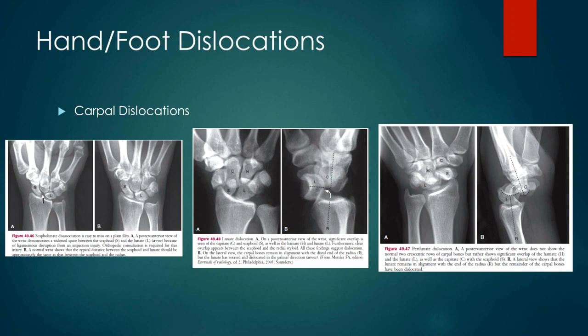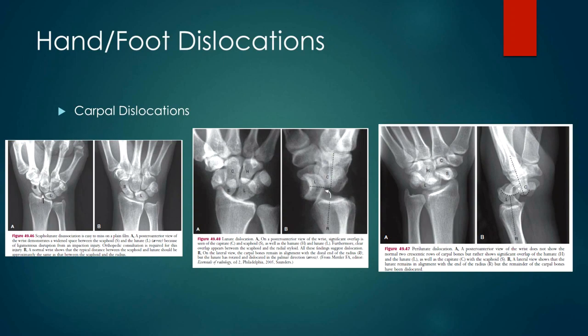Carpal dislocations, again, dislocation and dissociation of the carpal bones are significant injuries. The most common carpal injuries are scapholunate dissociation and lunate and perilunate dislocation. Specific intervention to establish anatomic alignment is usually undertaken on diagnosis or within a few days of the injury, so identification in the ED, initial splinting, and proper referral are important.